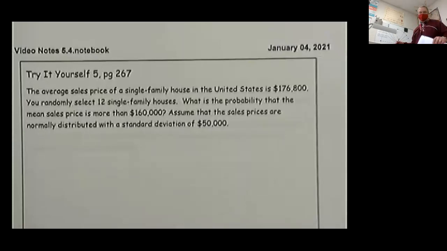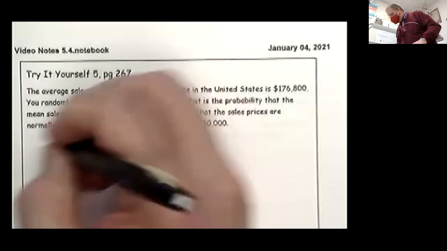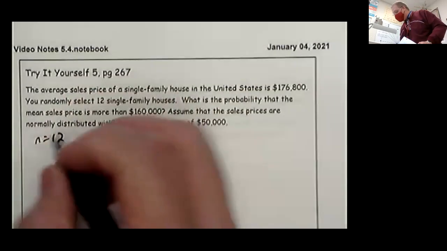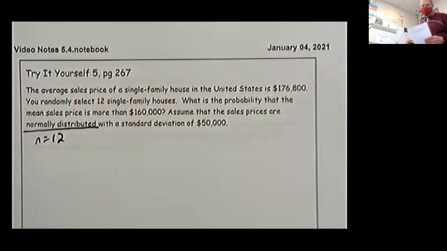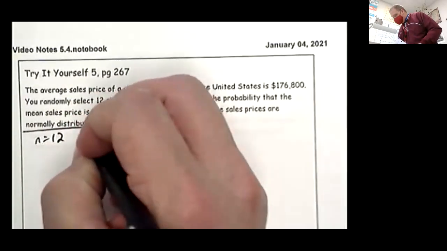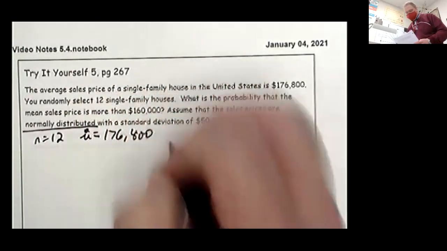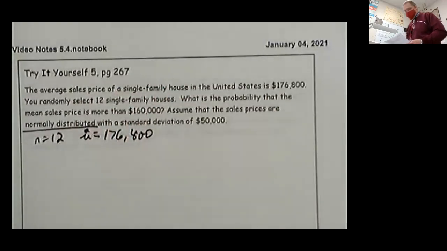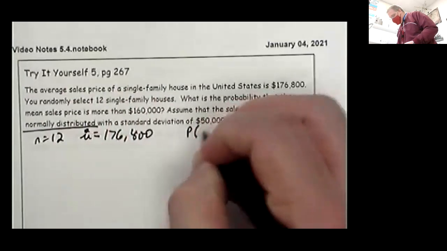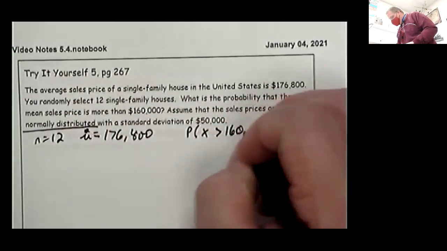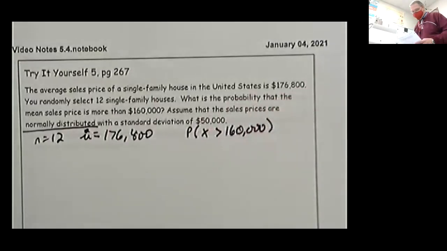First, can you do the problem? Right, n is 12. Well, that doesn't work for central limit theorem, but they are normally distributed. So we can keep on going with the problem. That gives us a population mean of 176,800. And then we want the probability that X is greater than $160,000.